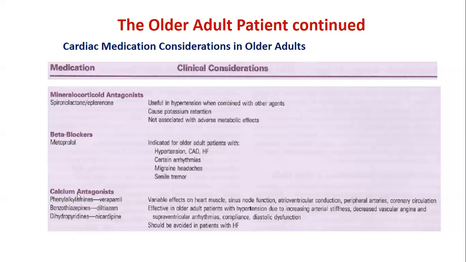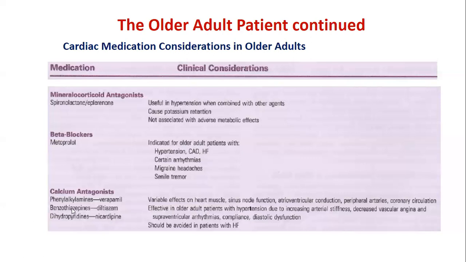Now, calcium antagonist. So calcium blocker. On the other hand, we can say calcium blocker. Calcium blocker basically we use for treatment of angina and hypertension. So there are some examples like verapamil, diltiazem, nicardipine. Other drugs like nifedipine or felodipine, amlodipine, also calcium blockers.